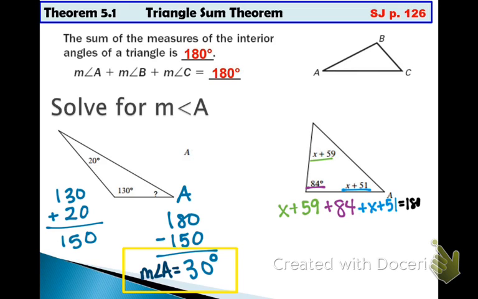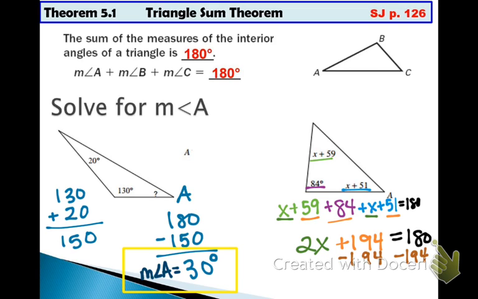Alright, so then from here your algebra skills should take over. We have x and x, which make 2x. Then we will have 59, 84, and 51, which will make 194. And they'll still equal 180. Alright, so from here you want to get x by itself, so subtract that 194. So 2x will equal negative 14, divide by 2, and x equals negative 7.